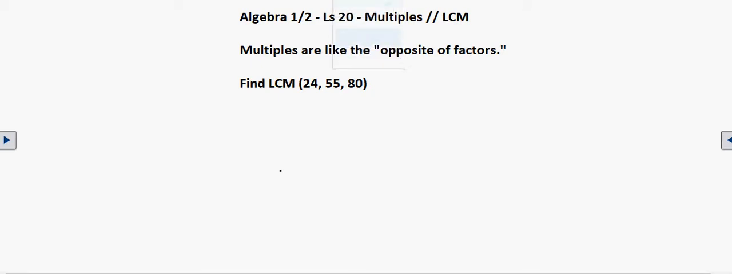What is a multiple? One way to define it is relative to what it's opposite to. Multiples are like the opposites of factors. For example, 3 times 4 is 12. What are the factors? 3 and 4. Numbers that when multiplied together equal a product. What is the multiple? It's the product. 12 is a multiple of 3 and 4. And today we want to not only talk about those, but talk about how can we find the least common multiple of two numbers.